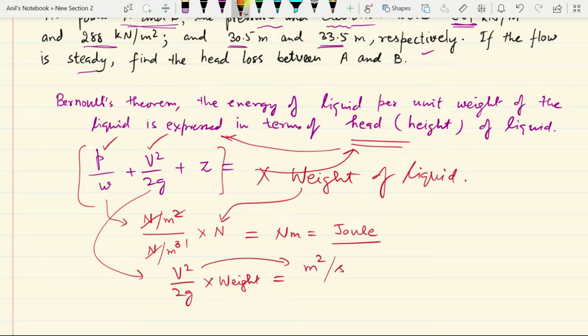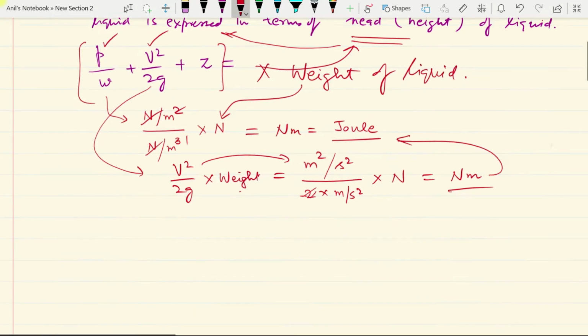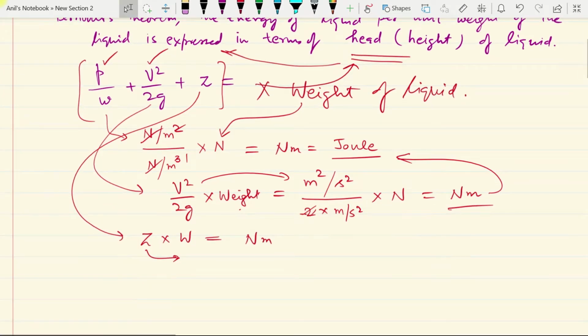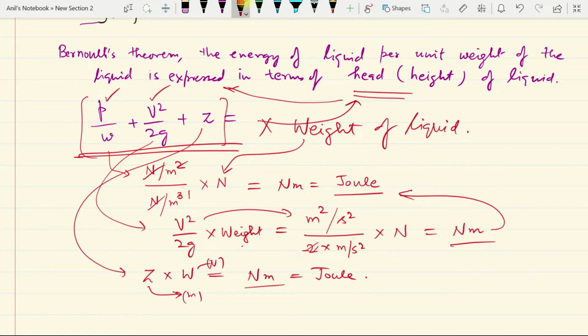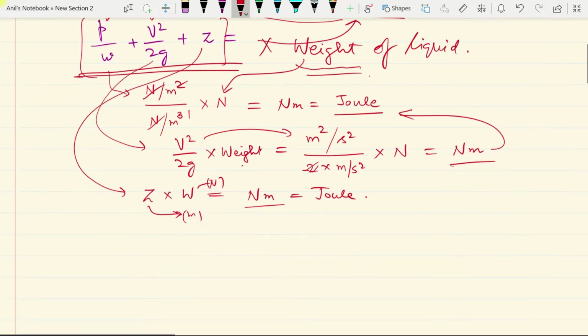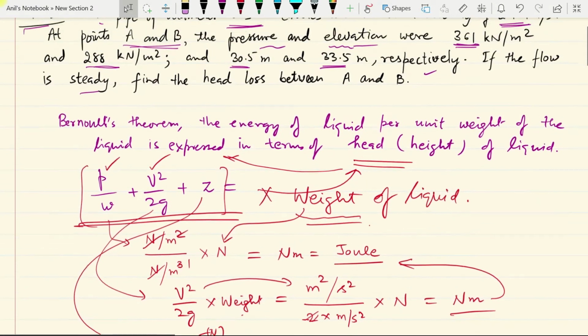Velocity is meter square per second square upon 2g. g is acceleration due to gravity, which is meter per second square, into weight in newtons. So here also if I solve, I will again get Newton meter as the unit. So that is again joule. And if I multiply Z, the last term, with weight W, I will get again Newton meter, because Z is height of the point in the pipe from some datum, from some reference. So that is in meters, this is in newtons, so I will again get Newton meter, which is joule. So this is in fact energy carried by liquid per unit weight. Whenever we multiply by some weight of the liquid, we will get the total energy being carried by that liquid at any given section. Now let us solve this numerical.